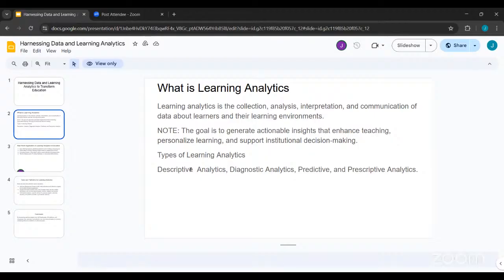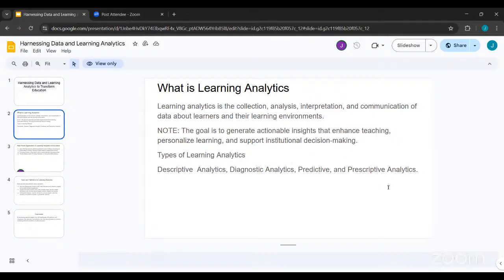And we have types of learning analytics. We have descriptive analytics, diagnostic analytics, predictive, and prescriptive analytics. So descriptive analytics really just describes what has happened about the student, maybe how the student comes to school, the attendance, how often you came, how often you did assignments, all those things, just to describe what has happened.